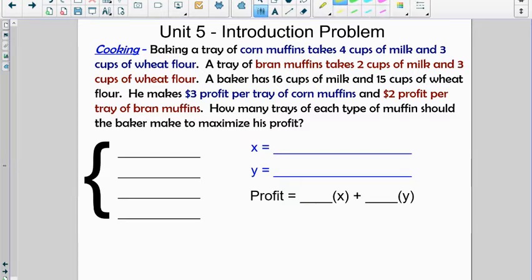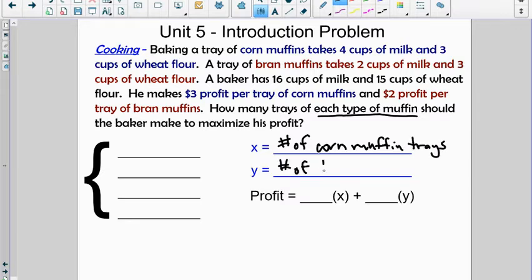The first thing we want to do here is identify our variables, our unknowns. So the two things in this problem that we don't know are the types of muffins. How many trays of each type of muffin? So X is going to be the number of corn muffin trays. And then for Y, it'll be the number of bran muffin trays. All right, so we've identified our variables.